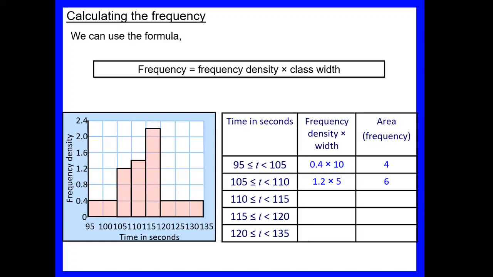We do the same for each of those bars. So we're going to look at the height of the next bar is 1.4 and the class width was 5, so that gives us 7. For the next one, we get a frequency of 11. And for the last one, we've got a frequency of 6. So make sure you're happy with that. So essentially we're finding the area of the rectangles, which is telling us the frequency, the number of people that each bar represents.